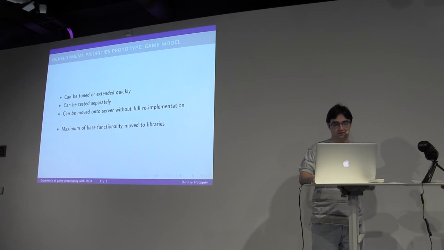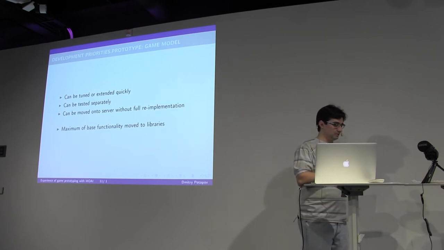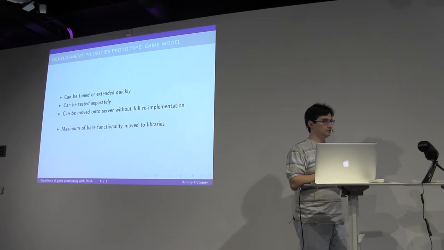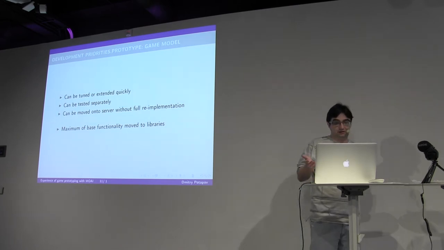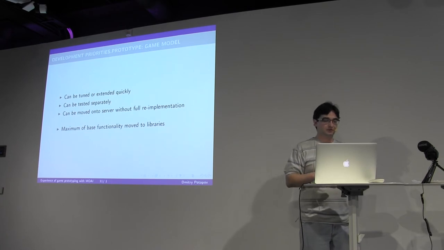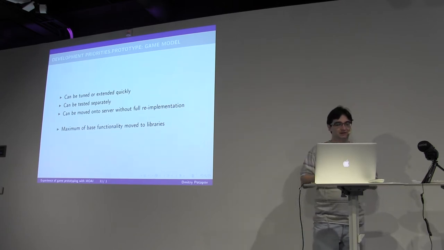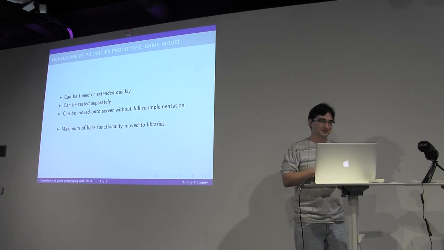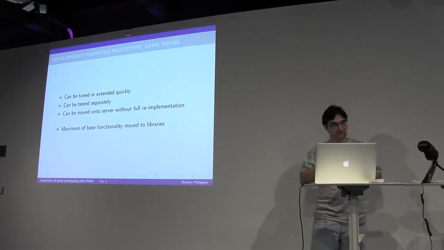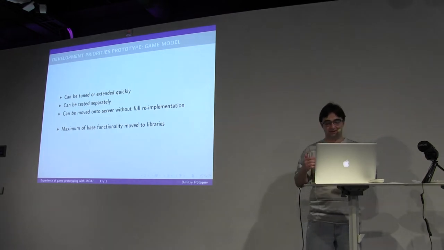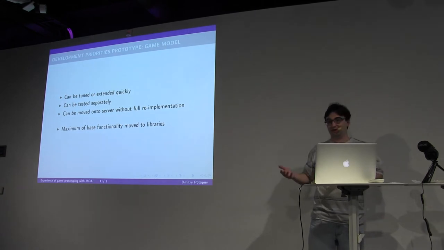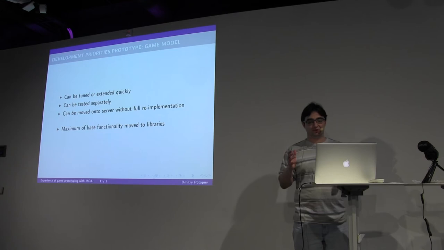So there is a division into three parts. Basically we must implement the next parts in any game. The first part is the game model, of course. And it has its own requirements and priorities. It must be tuned and extended quickly, and can be tested separately. I know this is obvious for most people, but sometimes I still see games where some part of the game model is made in the UI, for example, and they try to test it. It's a kind of problem because they cannot test these models separately.